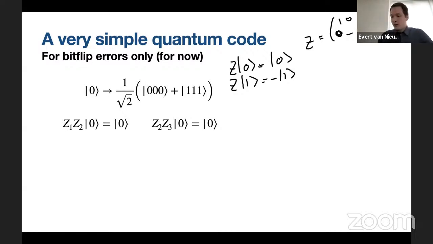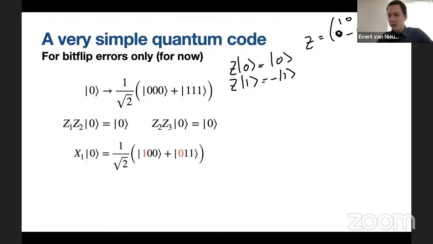And you can check now that this 0 state, as well as the 1 state, you can do that yourself, that these are eigenstates of this product of two Z operators. So this is Z acting on the first qubit and Z acting on the second qubit, and then second and third qubit. And easy to check, right? And now let's say a bit flip error happens. And a bit flip error means I have an X error happening on the first qubit.